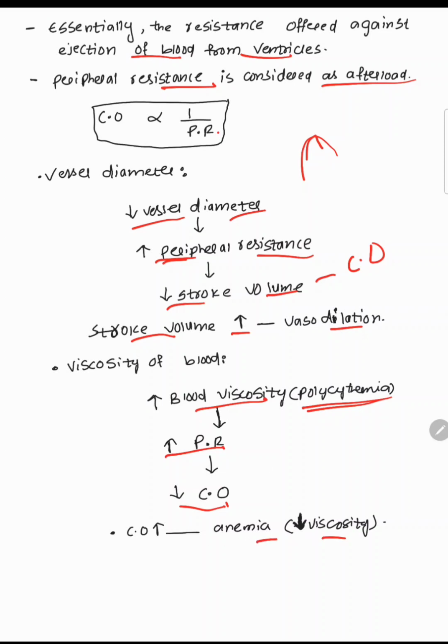Cardiac output increases in anemia due to decrease in viscosity. See, an anemic person will have one of the symptoms that they have greater cardiac output. This is one of the reasons, due to the decrease in the viscosity. Due to the decrease in viscosity, what happens? There will be a decrease in peripheral resistance. When peripheral resistance decreases, then cardiac output will be increased. Okay.